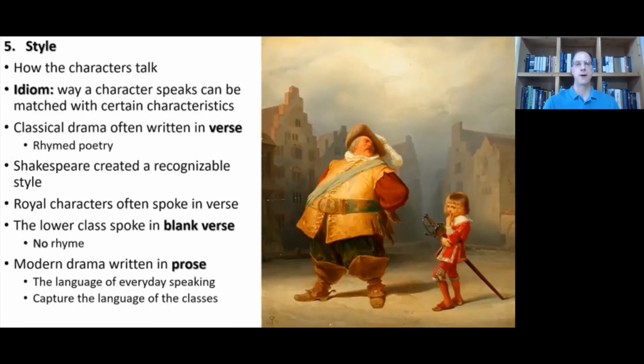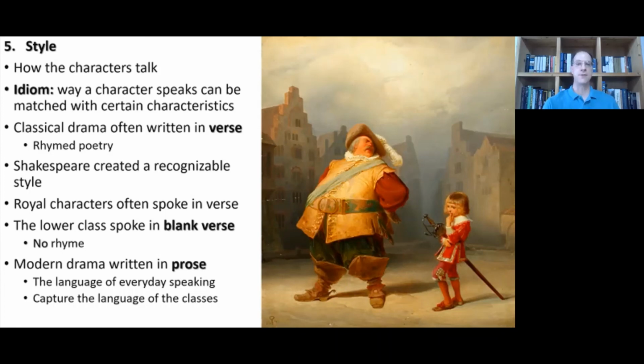The fifth, and perhaps the most important characteristic of a play's success, is style. Since the success of the play lies with the characters, how the characters talk is very important. Audiences must match the way the character speaks, known as idiom, with certain characteristics. Classical drama was often written in verse, which is a type of poetry that often rhymed.